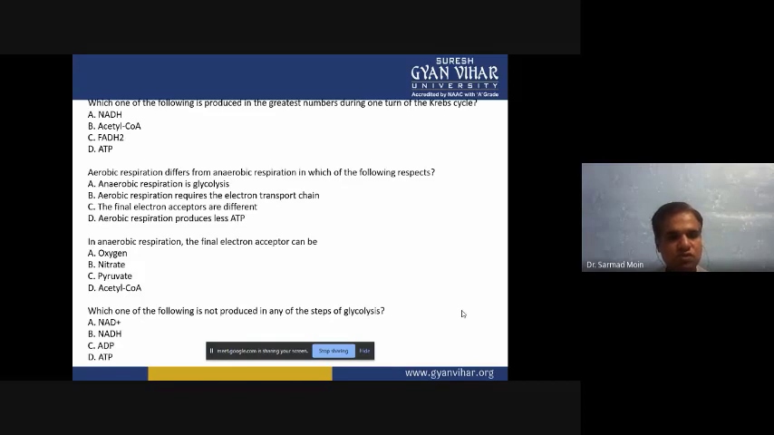Then next question: which one of the following is not produced in many of the steps of glycolysis? A option is NAD plus, B option is NADH, C option is ATP, and D option is ATP. So you have to select the right answer.